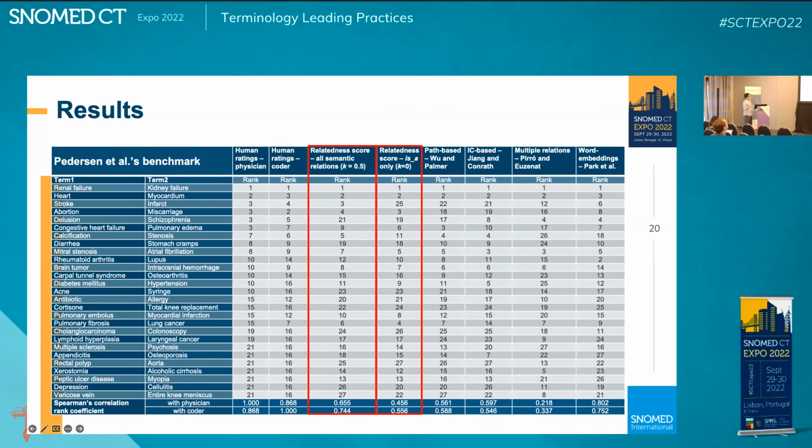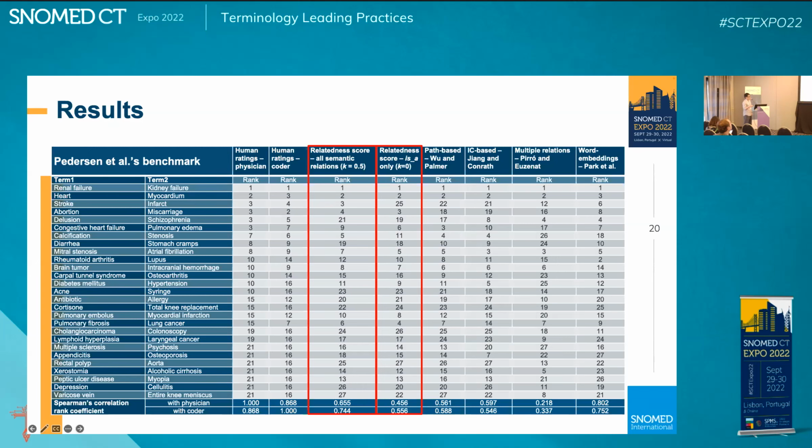And we used Spearman correlation coefficients to evaluate the performance of our approach. On Patterson's benchmark, the Spearman coefficient with physicians and coders was 0.655 and 0.744 respectively, when K was set at 0.5. And we also measured the performance of our approach by eliminating the contribution of attribute relations. That is to say, when K was set at 0. In that case, the Spearman coefficient dropped to 0.56 and 0.558 for physicians and coders respectively.